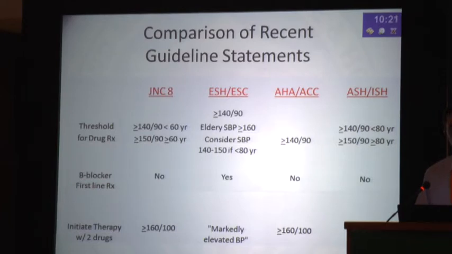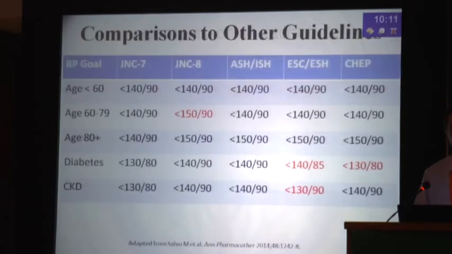So if you see, the major things are, one is the age of the individual, 60 or above, 60 or below, what is the threshold at which you start the treatment, and what is the treatment goal. Now if you were to compare the goals of blood pressure across these groups, the last group is the Canadian group, so one would find that at ages less than 60, almost everyone is uniform that the target is 140/90.